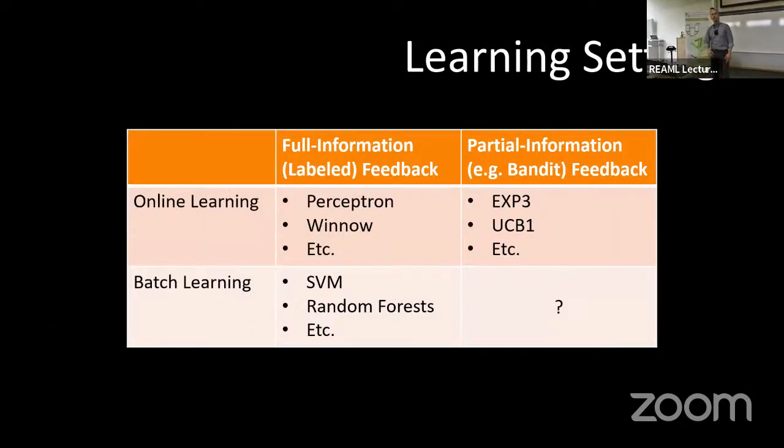So if you think about the big picture of machine learning, where does this learning problem fit? This is batch learning from partial information, or bandit feedback. And so if you think about machine learning as there's online learning, where you interact with the world and you adapt the hypothesis all the time.